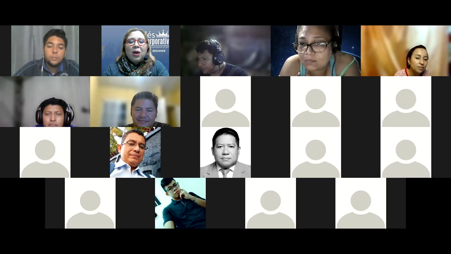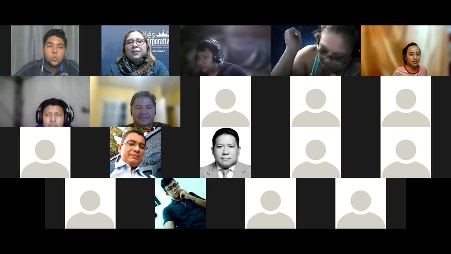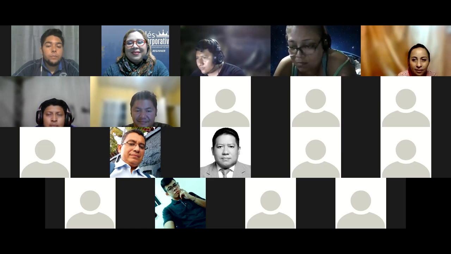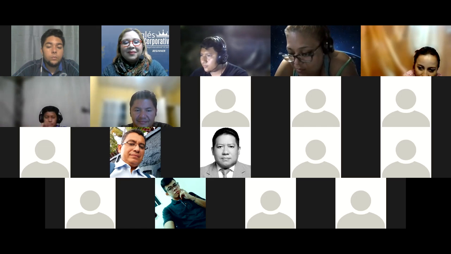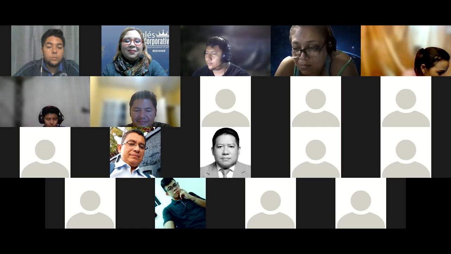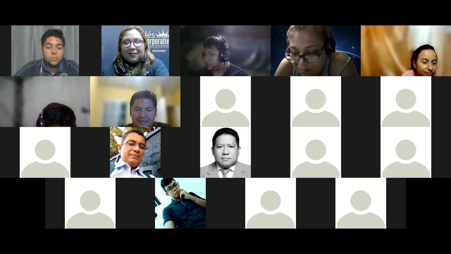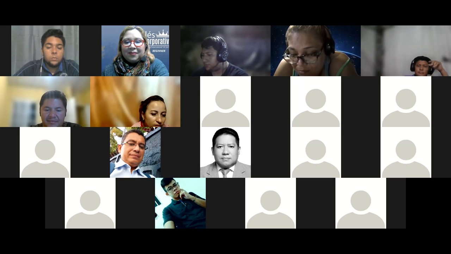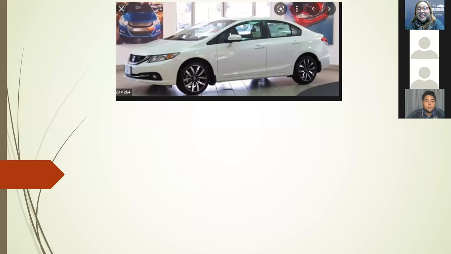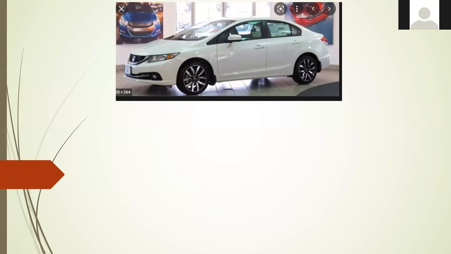Okay, let's start with group number one, Magdiel, Pedro, and Raul. Please share your product. Okay, teacher. Okay, can you see? Yes, we can see it. This is a car, and the description is here.